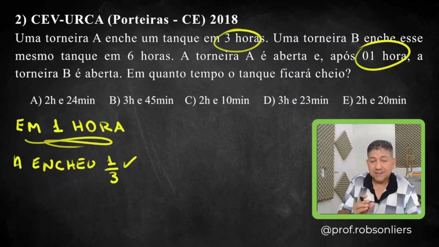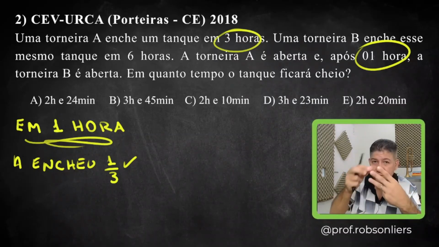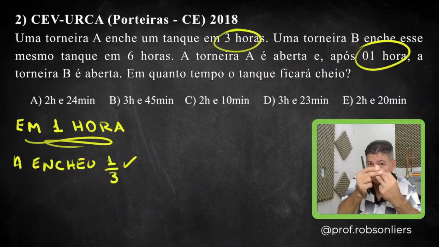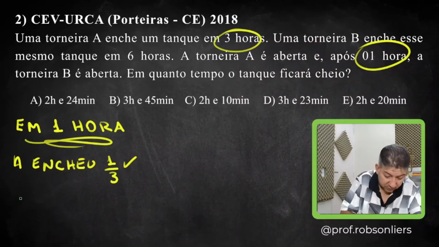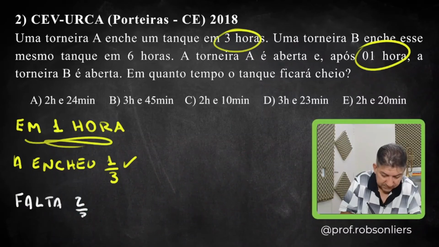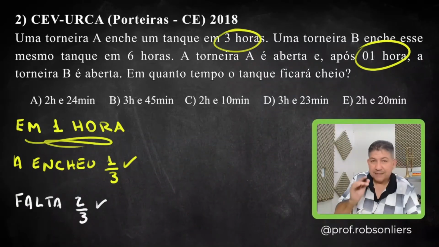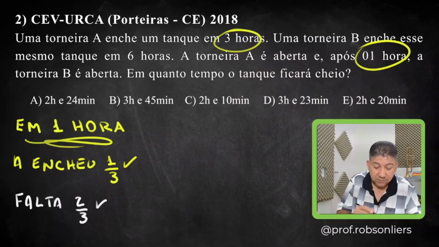Now think with me. If faucet A filled 1/3 of the tank, how much is left? 2/3 are left, right? If it filled 1 part out of a total of 3 parts, 2 parts out of 3 are left. I'll put it here. Look, 2/3 are left. Now after 1 hour, both faucets were open together. Isn't that right? So let's calculate.